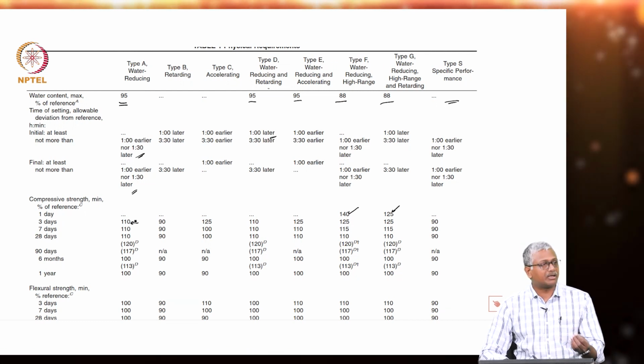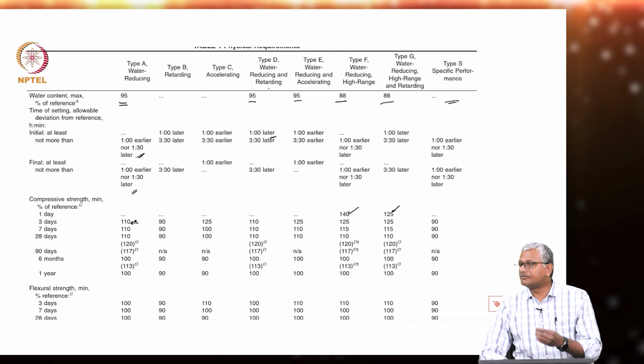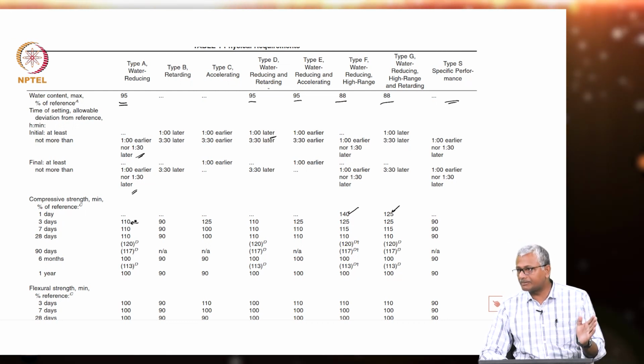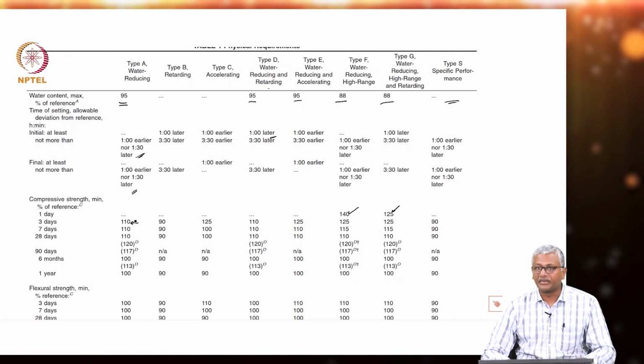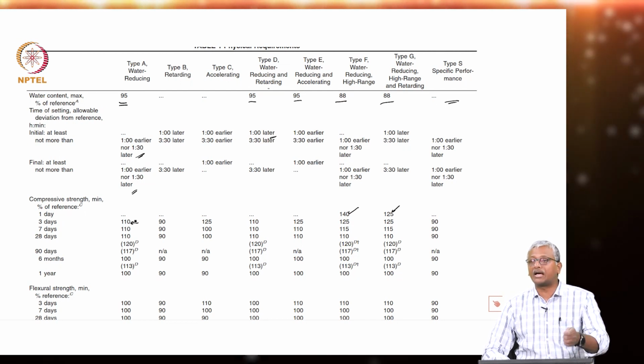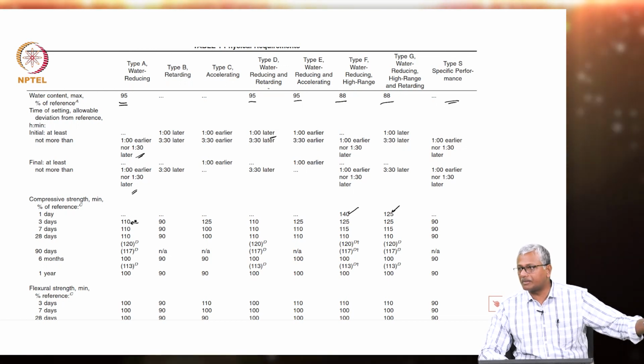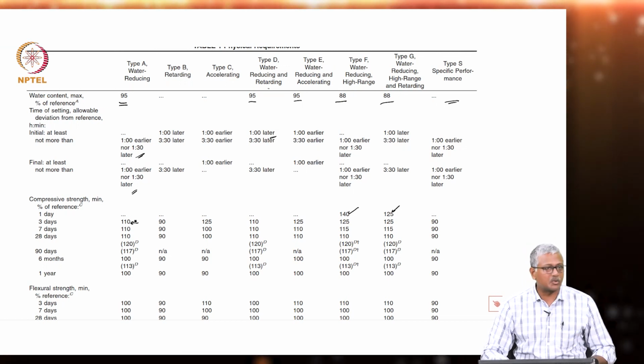If you really have to get your admixture certified, the certifying laboratory has to conduct the tests for a period of 1 year. Okay. So, this is a long term investigation. So, you can't just go to a lab and say I need a certificate of ASTM type A. It will take at least 1 year to get that.